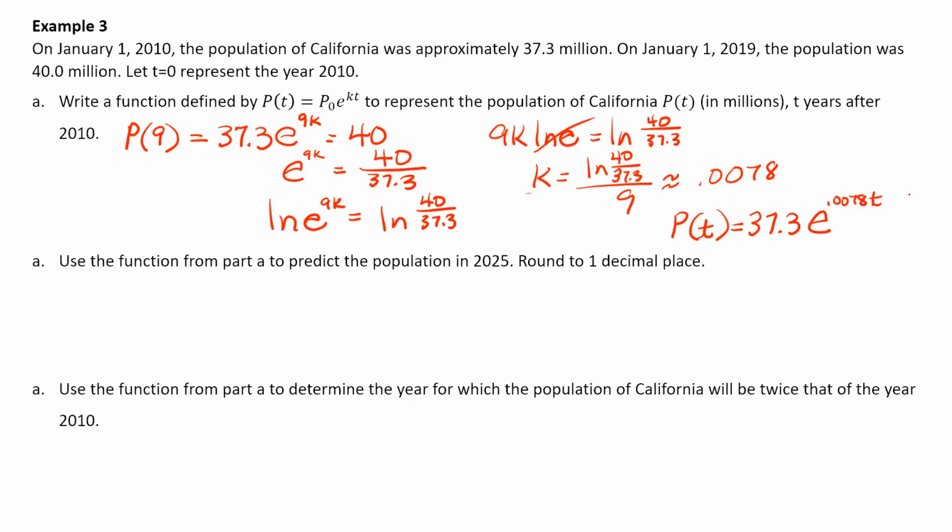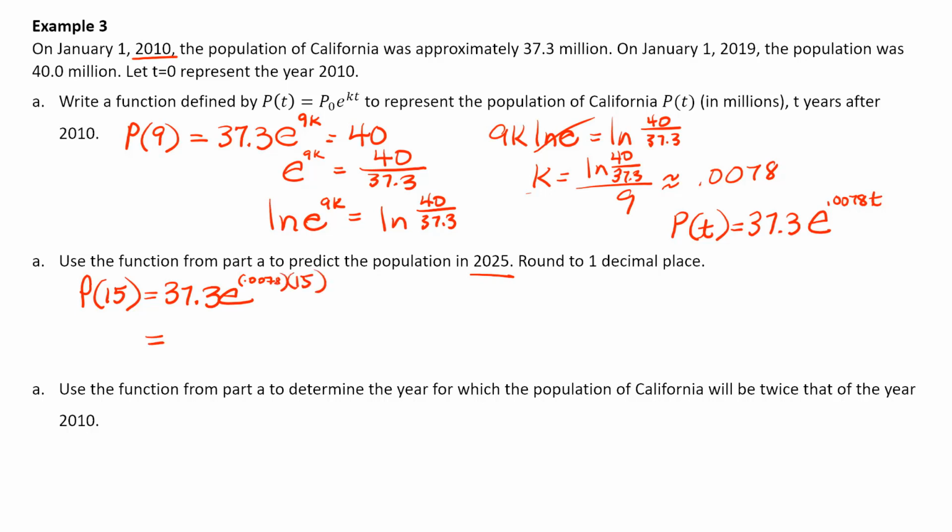The next part says use the function from part A to predict the population in 2025, round to 1 decimal place. So now we're going to find P of 15, because remember, we have to count the years from 2010. So we're looking at P of 15. P of 15 equals 37.3 e to the 0.0078 times the time, which is 15.